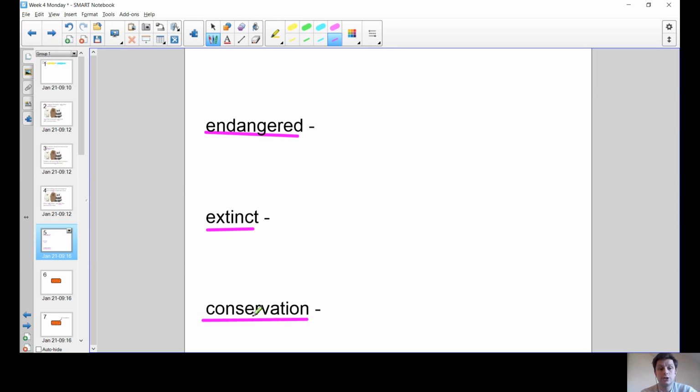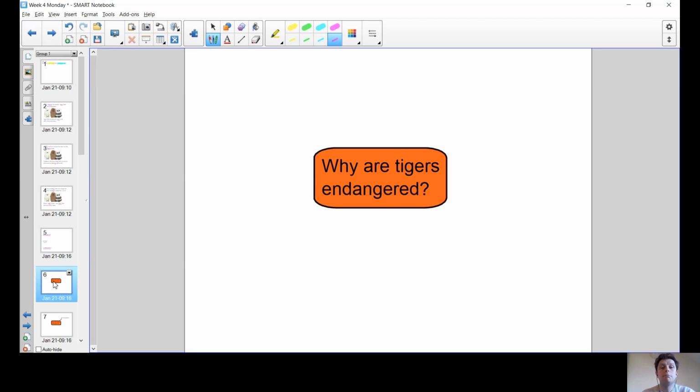And this last word, conservation, is what people do to try and help animals like tigers that are endangered. That could be planting new forests, it could be making zoos to look after tigers. There's lots of different ways you can do conservation, but that's looking after the natural world. So we're going to make a quick mind map now about why tigers are endangered. If you want to, you can pause the video here and have a think of your own ideas before I explain some of the ideas that I have found doing my research about Bengal tigers.